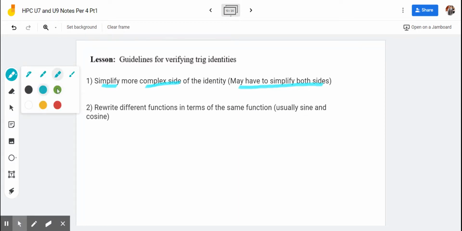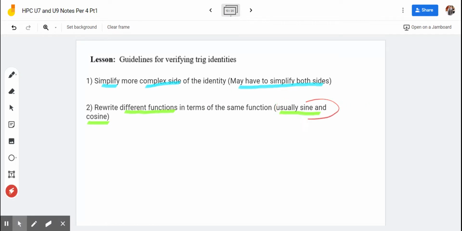The reason why is because if you think about it, there are six different trig functions: sine, cosine, tangent, cotangent, secant, and cosecant. But tangent, cotangent, secant, and cosecant can all be rewritten in terms of sine and cosine. So it may not always be the best or simplest way to do it. Sometimes it might be easier to keep it in terms of tangent and cotangent, secant and cosecant. But when all else fails, you can always rewrite it in terms of sine and cosine and then do the algebra to see how the identity works.